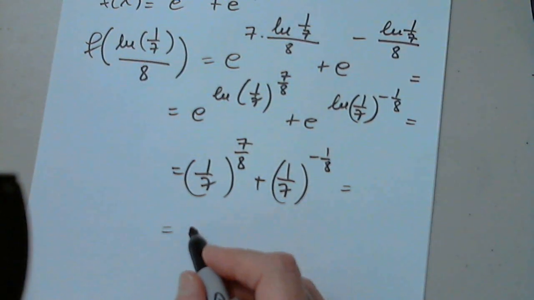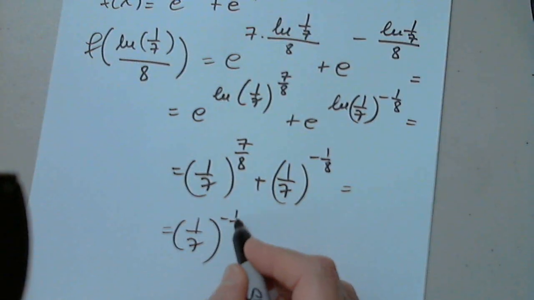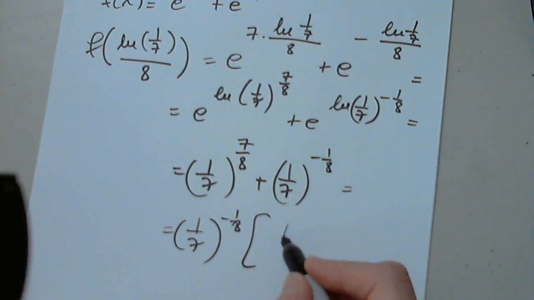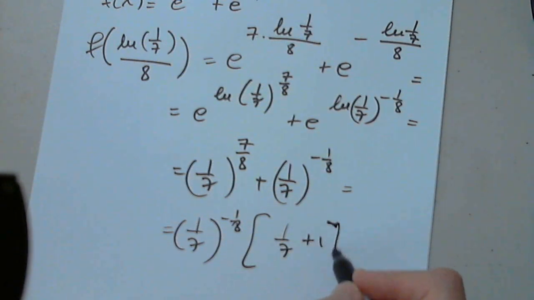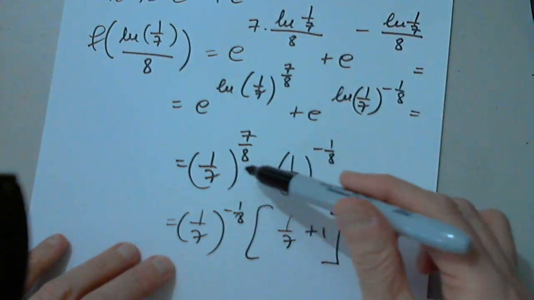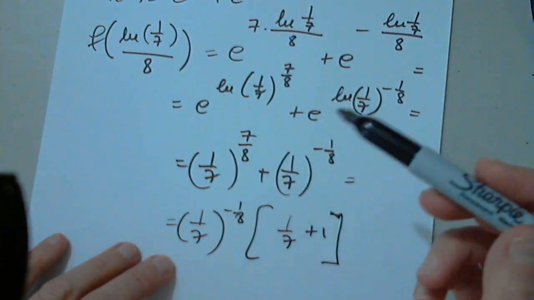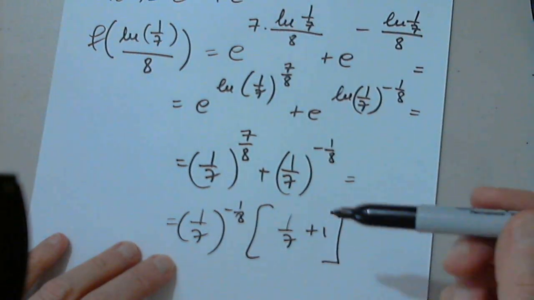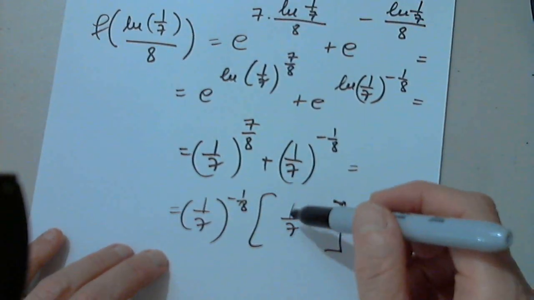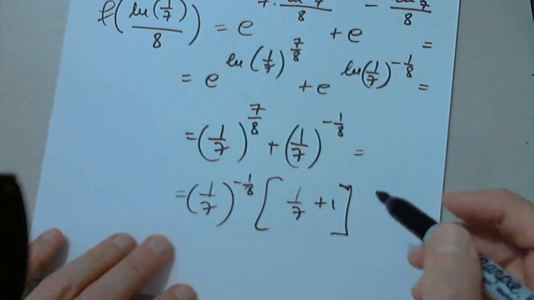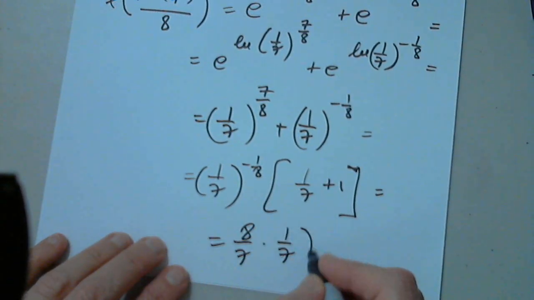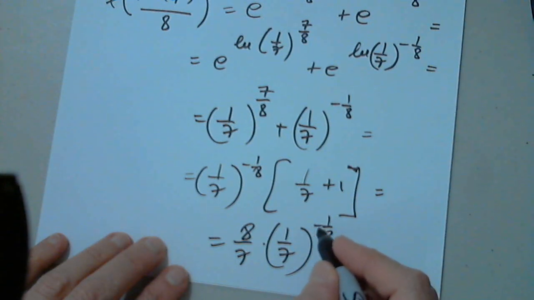Gee whiz. 1 over 7 to negative 1 over 8 is 1 over 7 plus 1. Look at that. I don't enter it just yet. And once I factor this, 7 over 8 minus... that is 7, so 7 plus 1, so it's 8 over 7. Wow. 8 over 7 times 1 over 7 to negative 1 over 8.